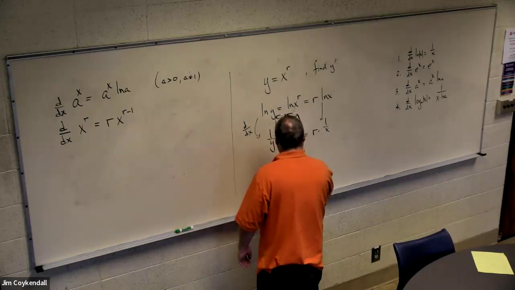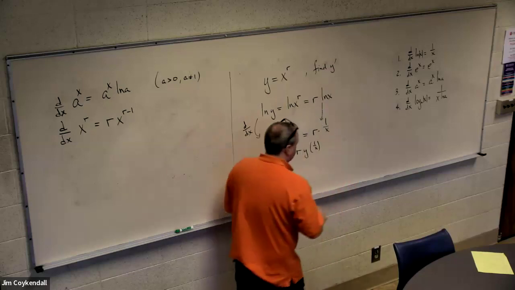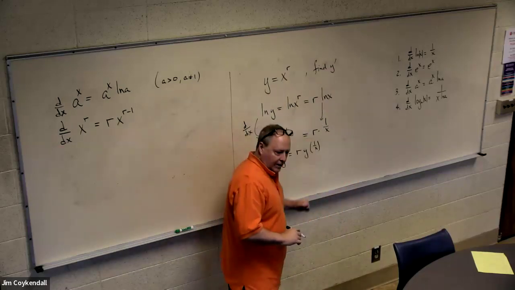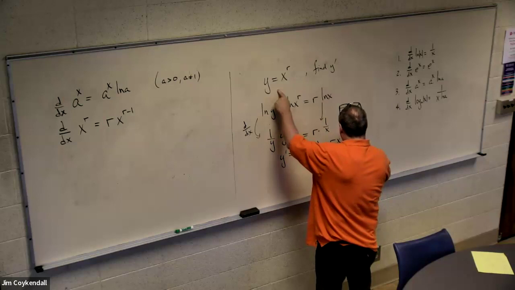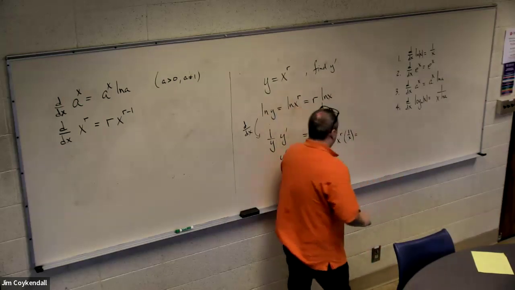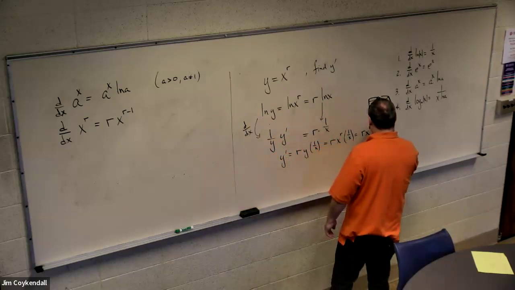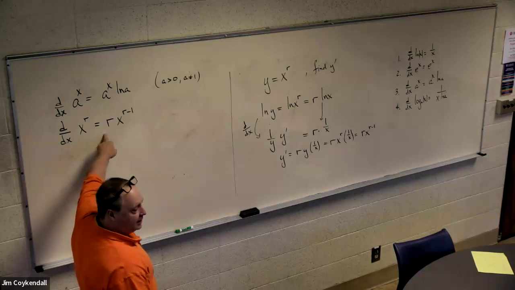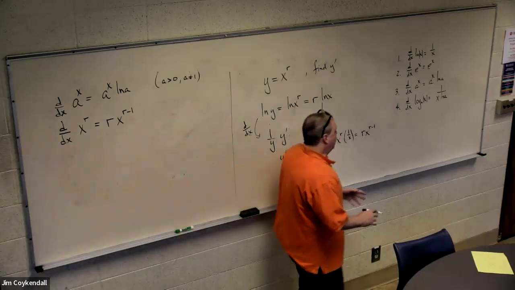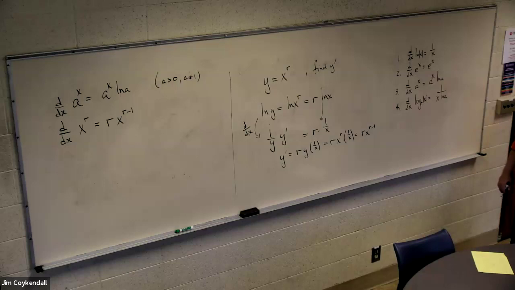So y prime, if I solve this, is r y times 1 over x, if I slide that y over there. Well, what is y? It's x to the r. So you have x to the r, and you have x to the minus 1. This is r x to the r minus 1. There's the justification for that formula. So now we have the power rule for every power. As long as r can be anything, it can be irrational, all kinds of things. Everybody okay with that?